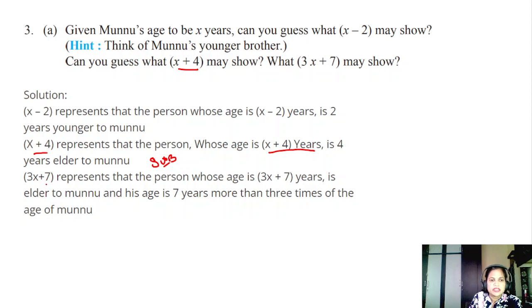3x plus 7 represents that the person whose age is 3x plus 7 years is elder to Manu, of course, and his age is 7 years more than 3 times the age of Manu. 3 times her age plus 7 years. That means maybe her father or mother, right? Let me say this is father's age.